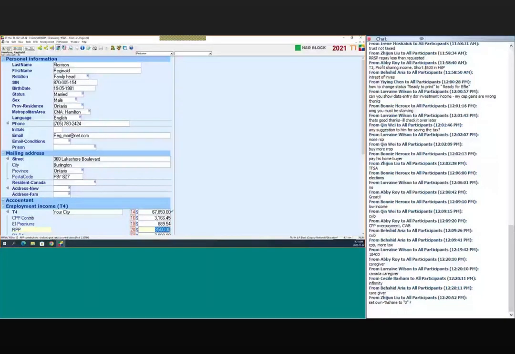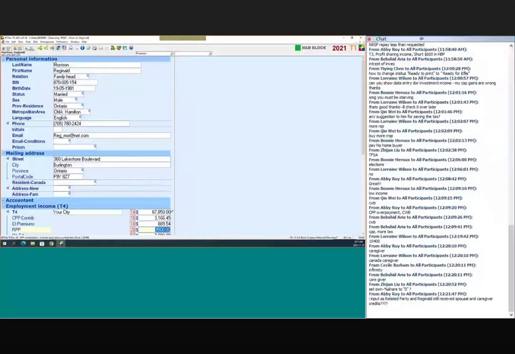So let's say the client says, no, I don't want to file. She's not going to file, doesn't want to pay the money, which is fine. We still have to enter the information in the TPS. So we're basically going to do a return and not charge her.